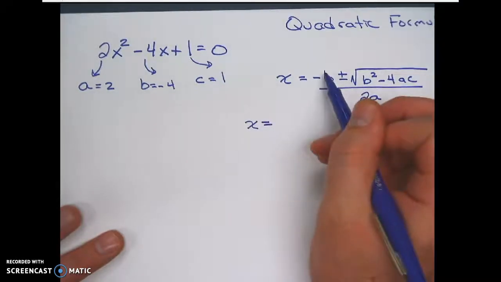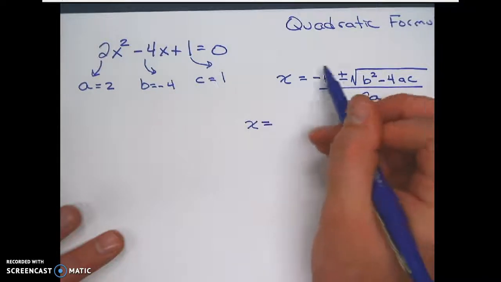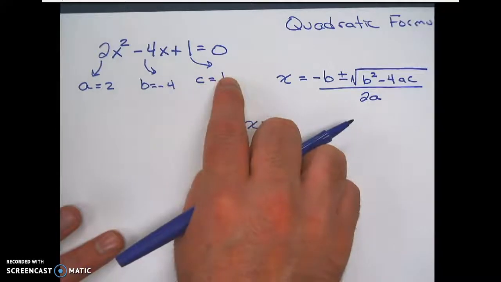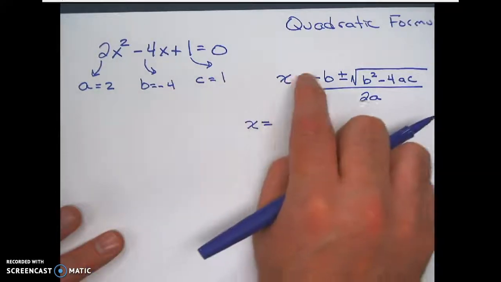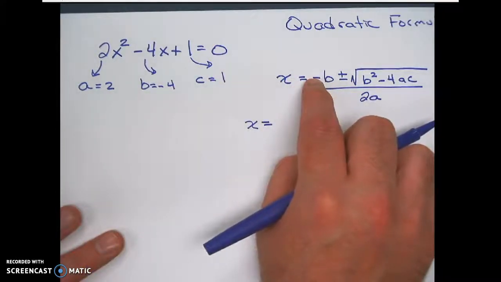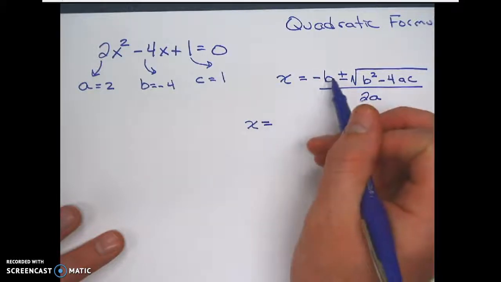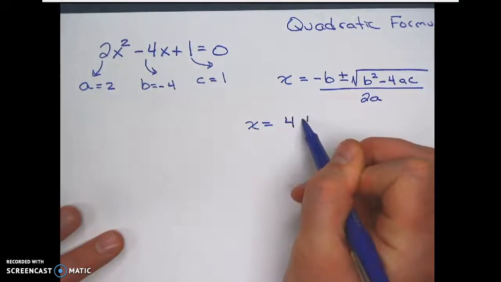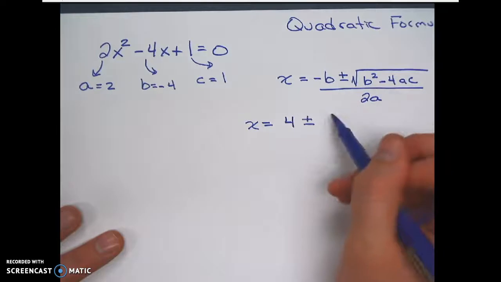And then what will we put in this negative b spot? So if you come over here, which one is your b? Negative 4. So then this says, what is the negative of negative 4? Or what is the opposite of negative 4? 4. So the first thing you would write in this spot, you would just change it to a 4. Plus minus, and then the square root sign.